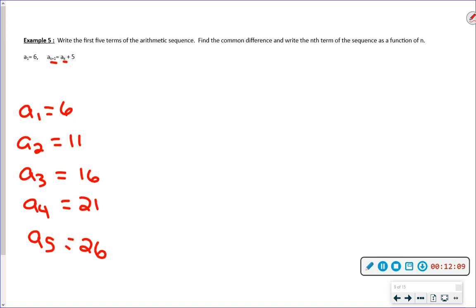Got it. Okay, find the common difference. Well, that was pretty obvious. What do we do between all the terms? Add 5. I don't even know why I'm writing that, but okay. And then it wants the nth term. So it wants the formula, the an style formula.